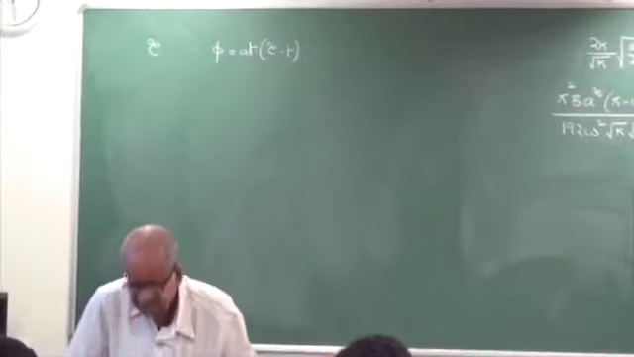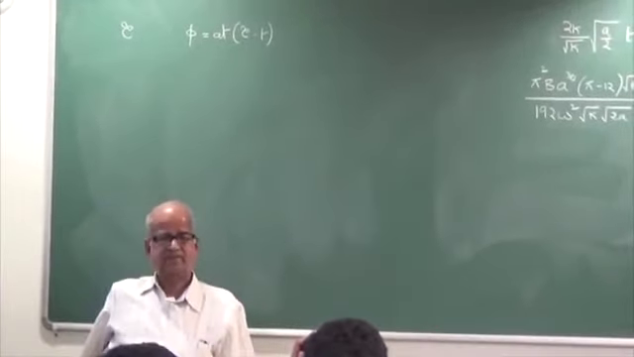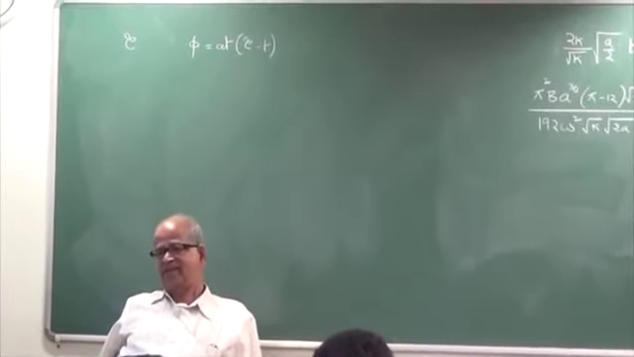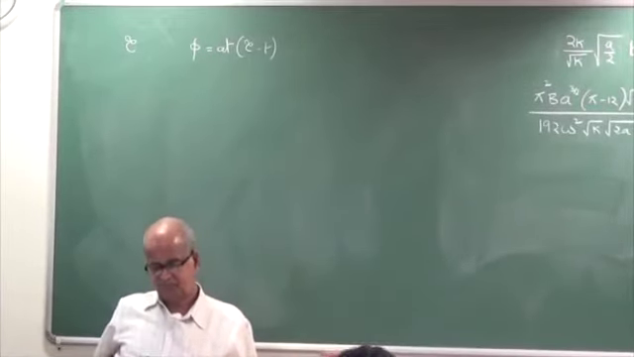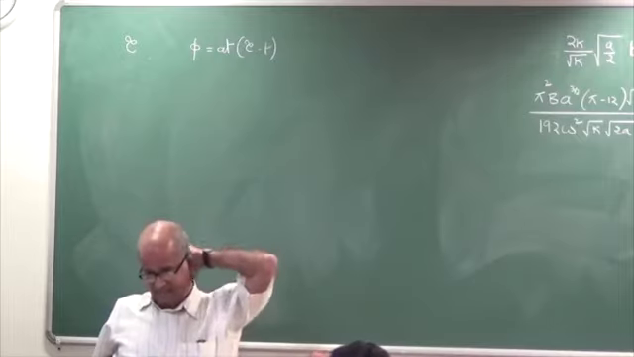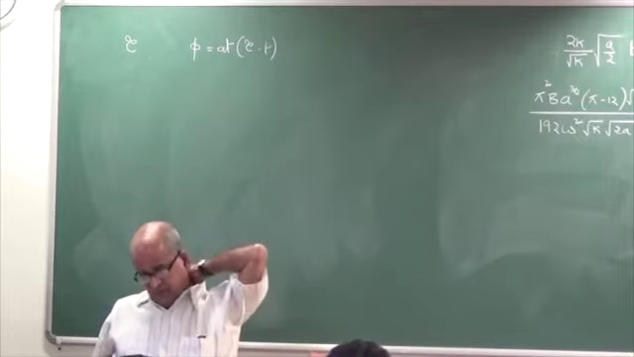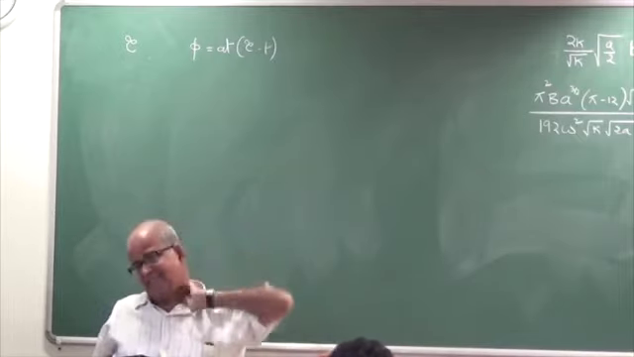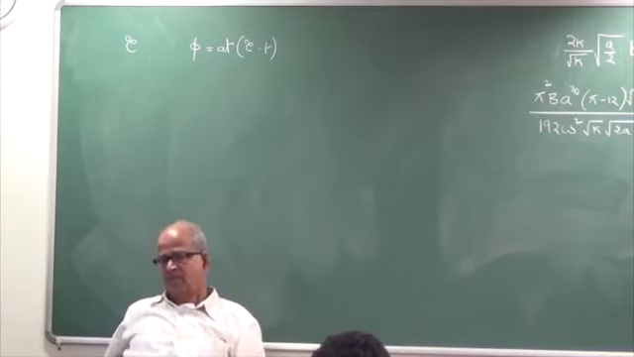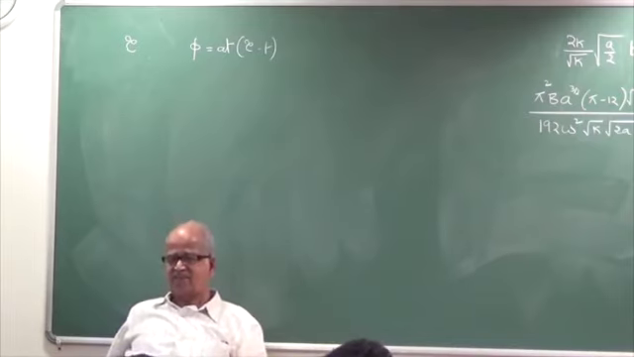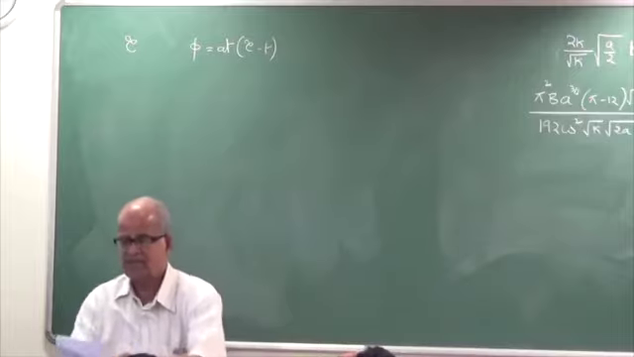First find I, which is E by R. E is given by, remember, rather minus d phi by dt. You use minus d phi by dt. Once you find I, find I squared R dt and integrate this from 0 to tau. Come on.